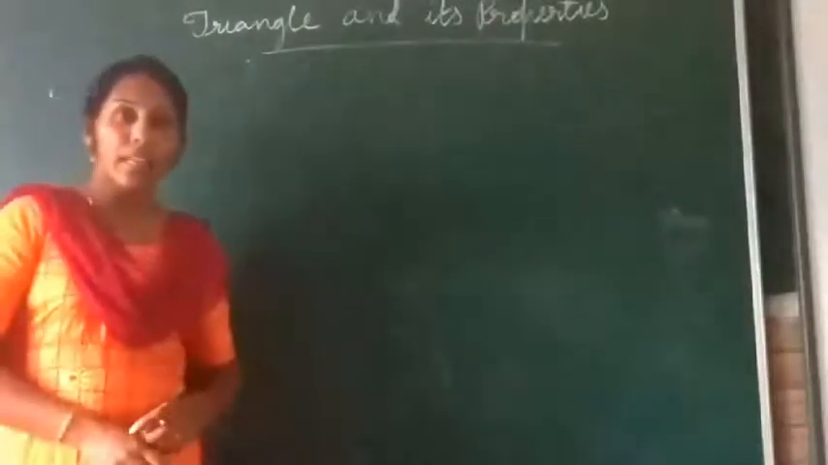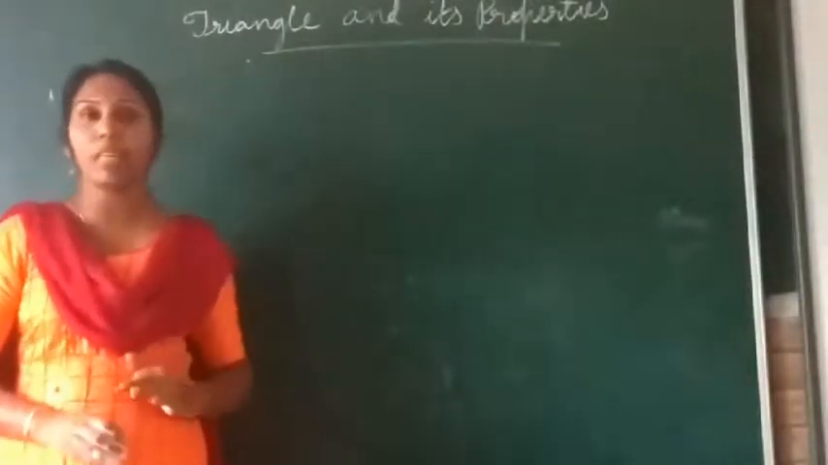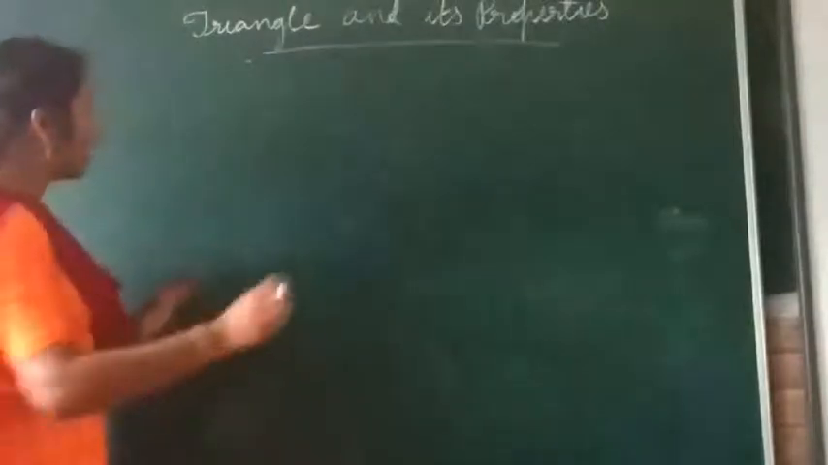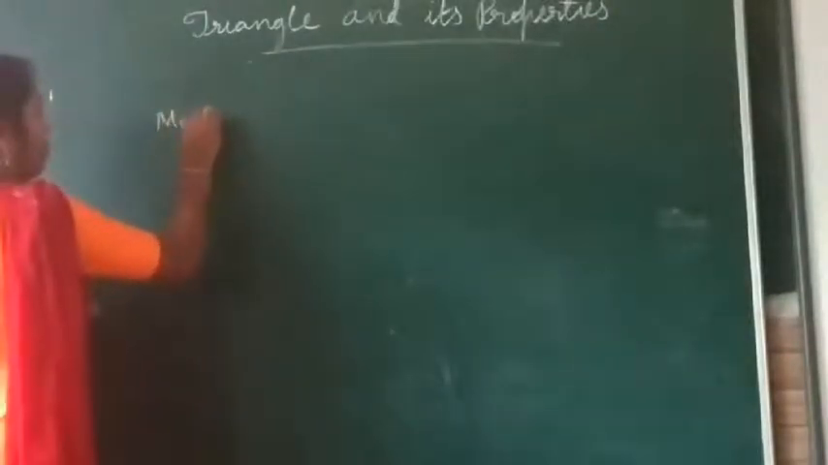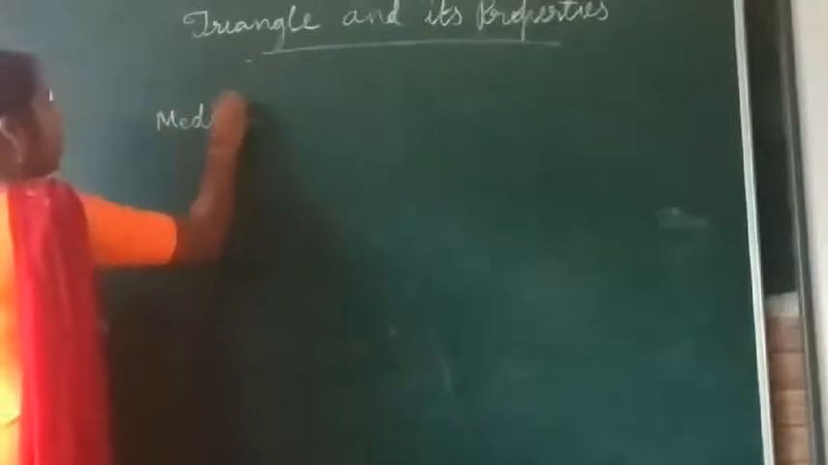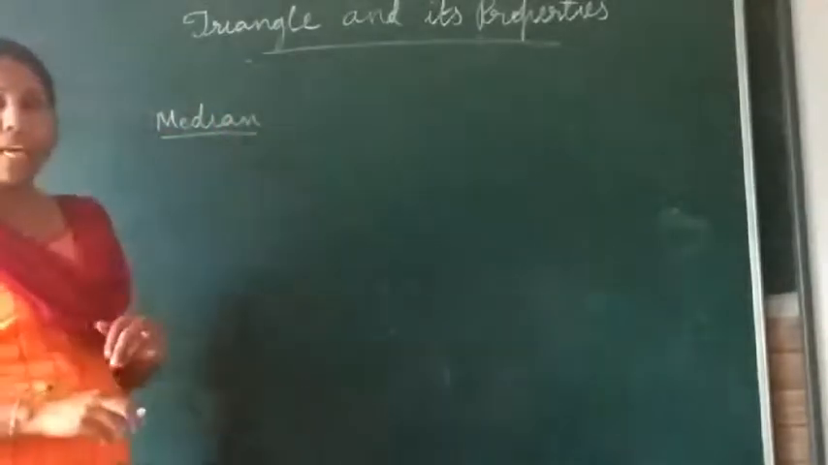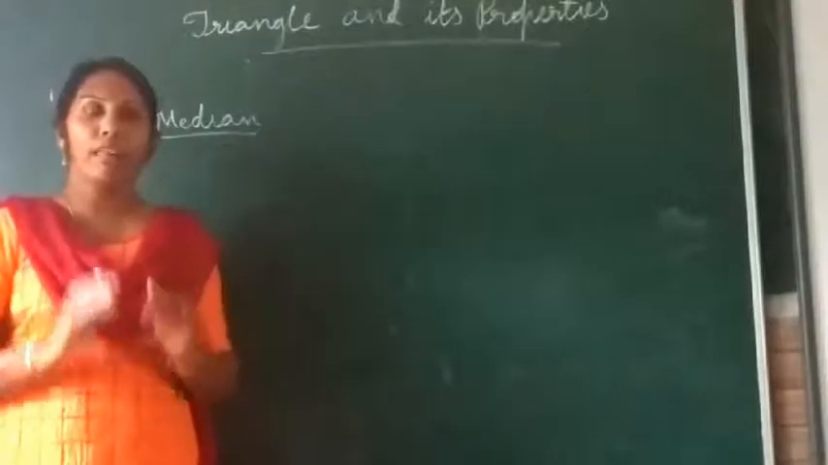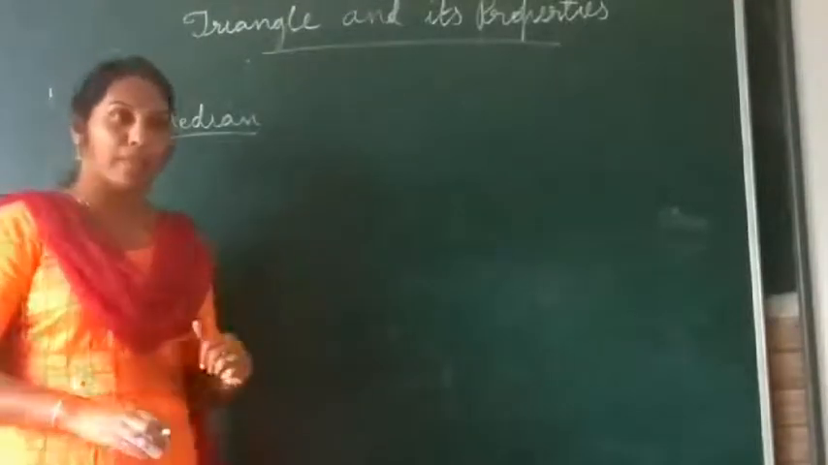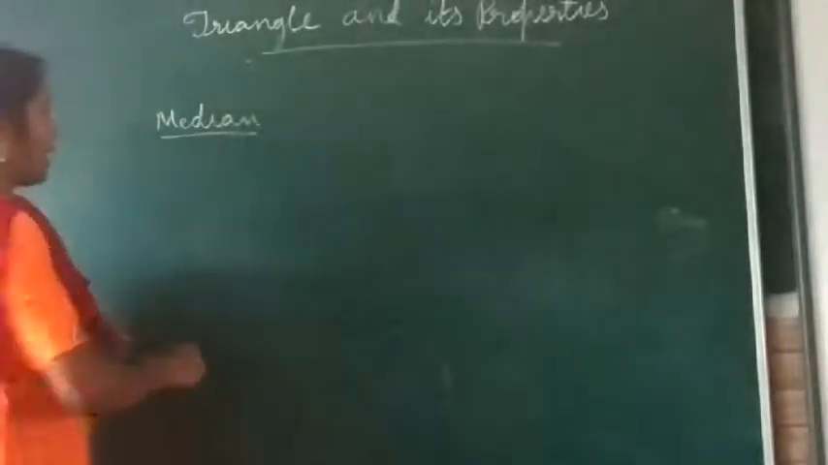Now let us understand some terms related to triangles. First of all, let us see what is a median. Median of a triangle is a line segment joining one vertex of a triangle to the midpoint of the opposite side.